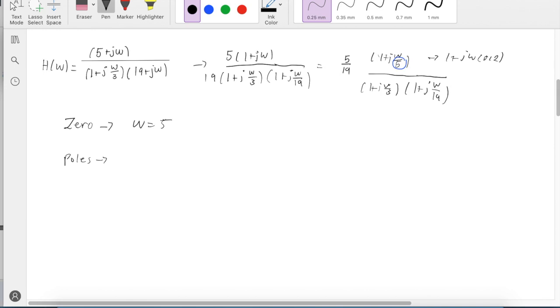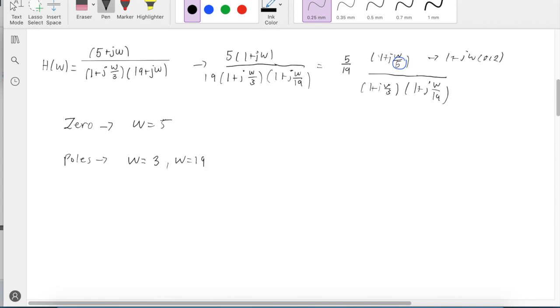And now for the poles, we're going to have 2 because we have 2 in the denominator. Now the poles are always gained from the denominator. Same thing as the zeros, we're going to look at the complex part of the bracket, and we're going to look at the denominator of that. So in the first bracket, in the denominator of the complex part, we have jw over 3, so w is going to be equal to 3.